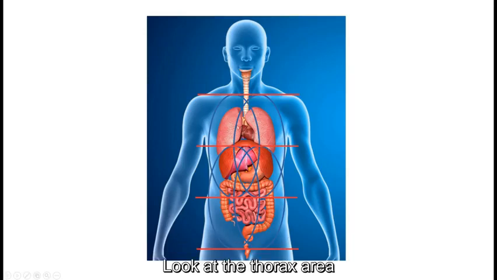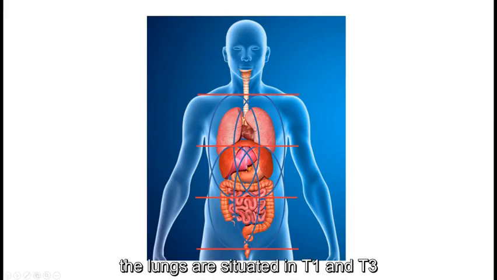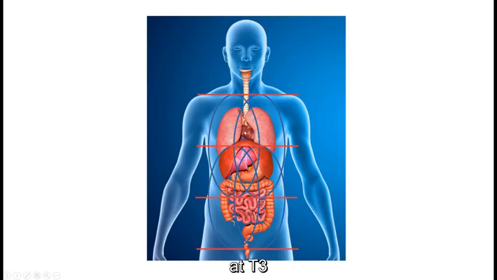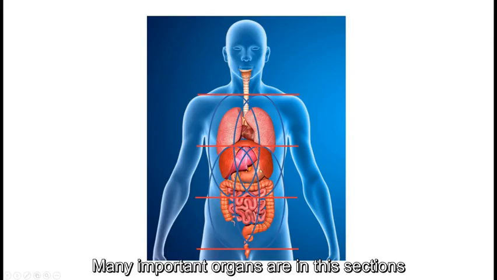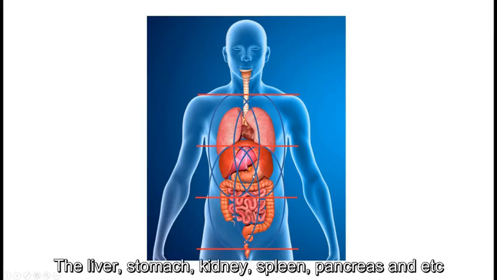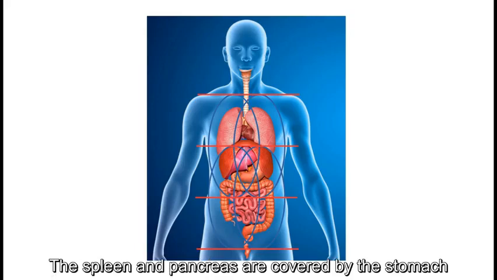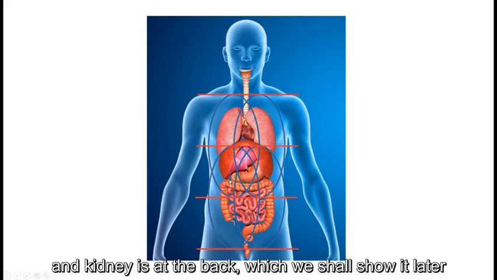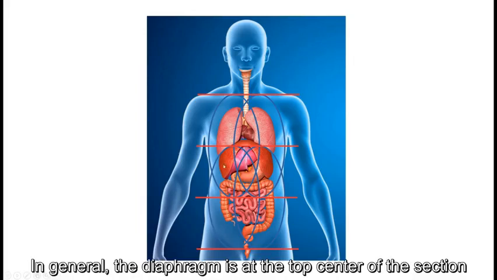Look at the thorax area. It covers the lungs and heart. As you can see, the lungs are situated in T1 to T3. The heart is at the center, at T3. At the abdomen section, many important organs are in this section: the liver, stomach, kidney, spleen, pancreas and so on. The spleen and pancreas are covered by the stomach, and the kidney is at the back, which we shall show later. In general, the diaphragm is at the top center of the section.